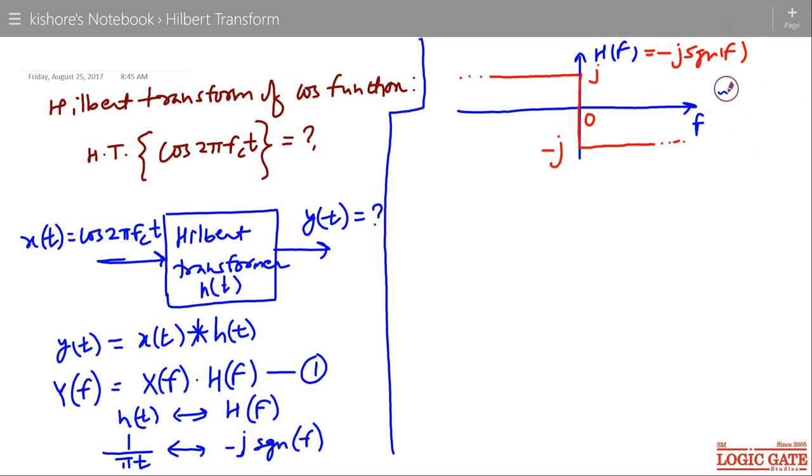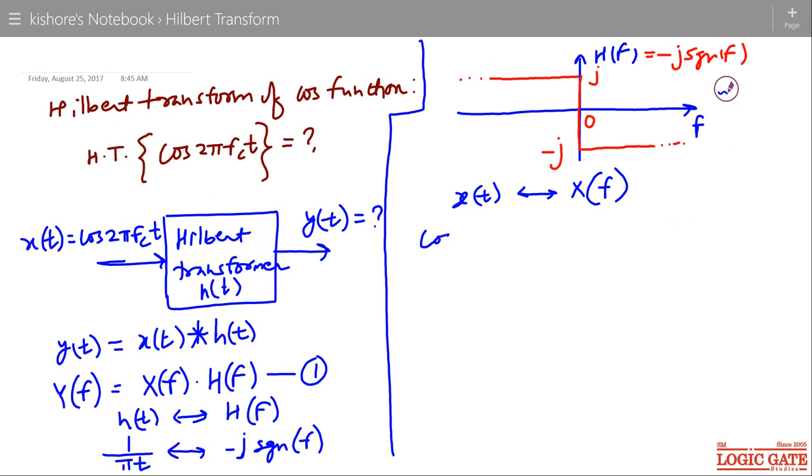Now the Fourier transform of XT is XF. XT is cos 2 pi FCT, and its Fourier transform is 1 by 2 del F minus FC plus 1 by 2 del F plus FC. Now you can refer to my other videos on Fourier transform to see how to find the Fourier transform of cos 2 pi FCT, or cosine signal. I am using the result directly. The Fourier transform of cos 2 pi FCT is half of del F minus FC plus half of del F plus FC.